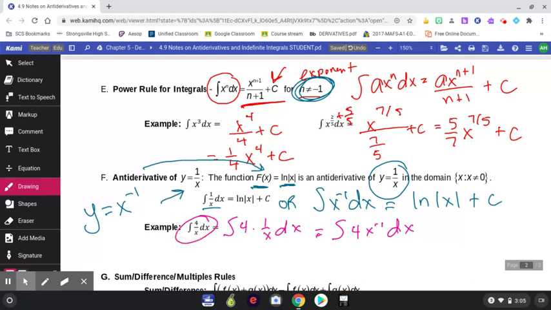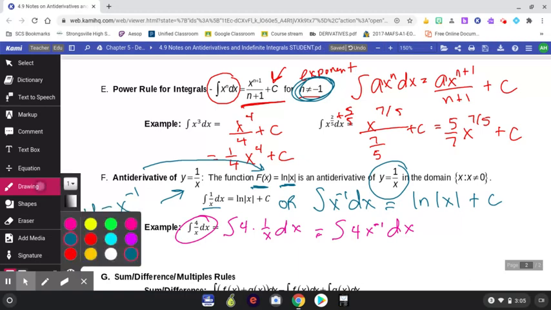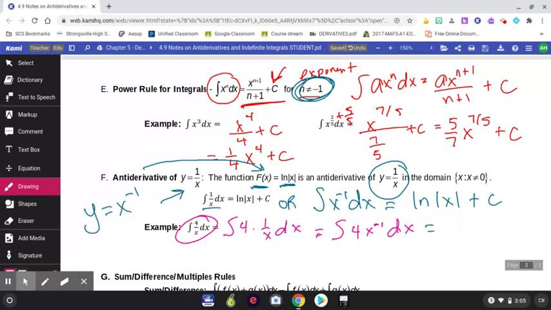And in these two equivalent forms, it might be easier for you to identify that the answer of this antiderivative would then be, well, the 4 comes along for the ride, times the natural log of the absolute value of x plus c.